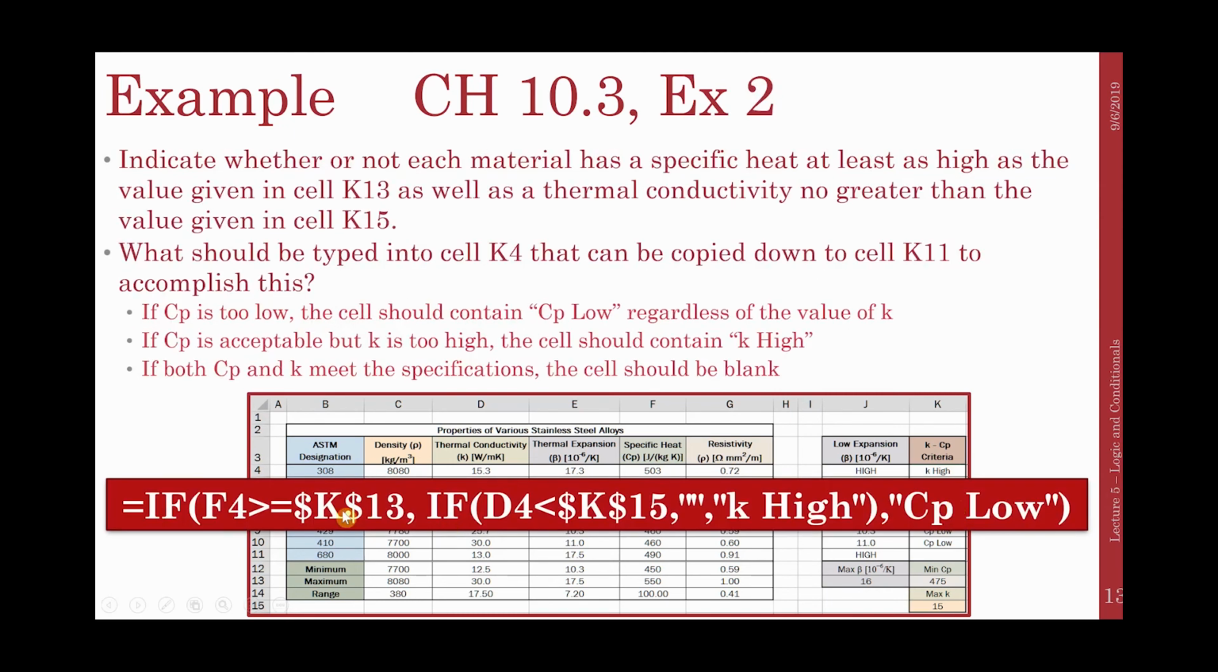So if this is true, it's going to trigger our second if statement, which then asks, is my thermal conductivity less than the maximum? If that is true, it's going to put in a blank space, which is our criteria if everything is acceptable. And if that is false, it's going to put in K high. You could reverse the logic and put things in a different order.